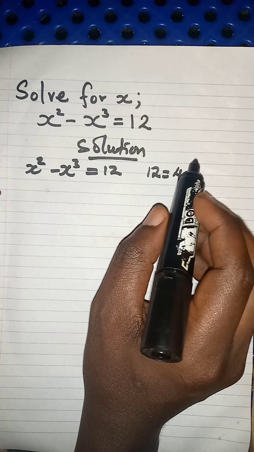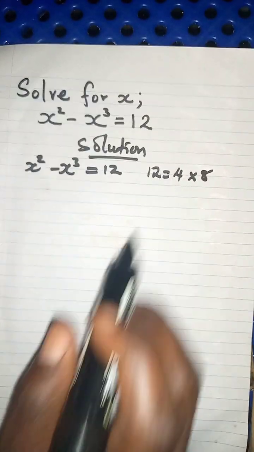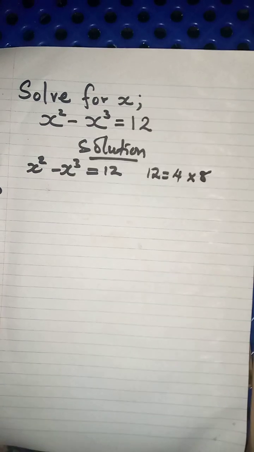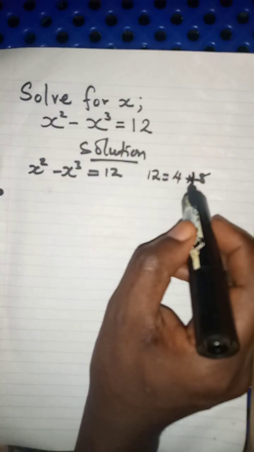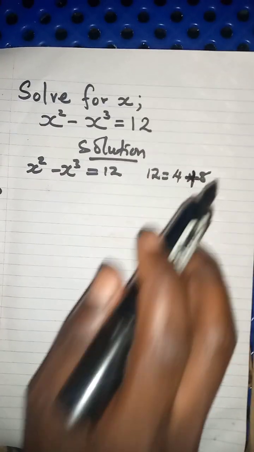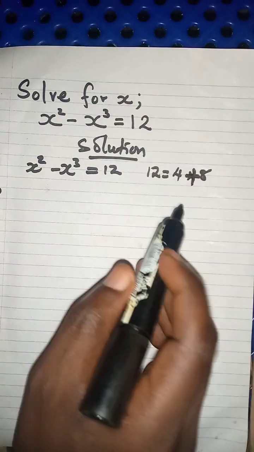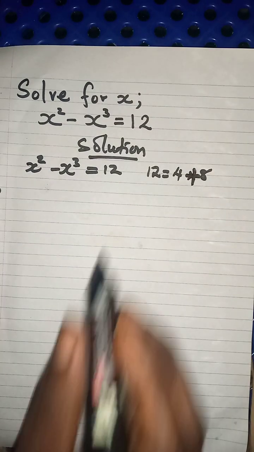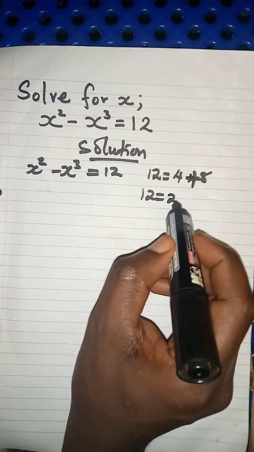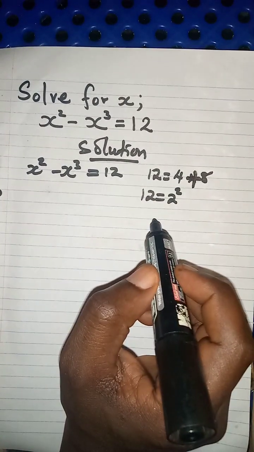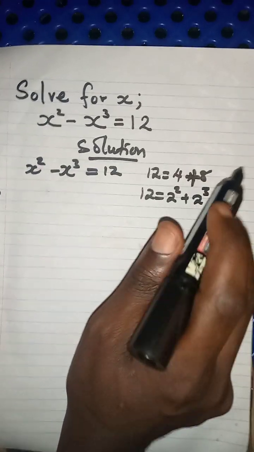plus 8. I'm going to use 4 plus 8, so that when I add 4 plus 8, I get 12. And of course, this 12 can also be expressed as 2 squared to represent 4, plus 2 cubed to represent 8.